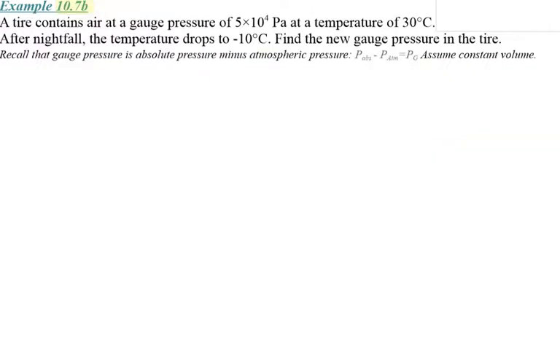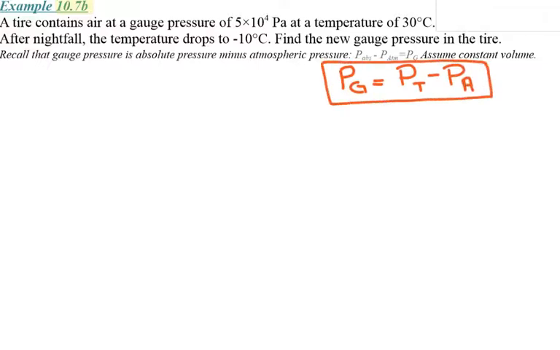In this question, they say that the tire contains air at a gauge pressure of 5 × 10^4 Pascal and at a temperature of 30 degrees Celsius. The gauge pressure is the difference between the total pressure or absolute pressure and the atmospheric pressure. In other words, the gauge pressure is the pressure that is measured relative to the atmospheric pressure. And the formula for the gauge pressure is the absolute pressure or the total pressure minus the atmospheric pressure. So this is how we calculate the gauge pressure.